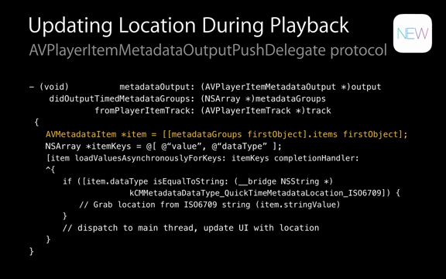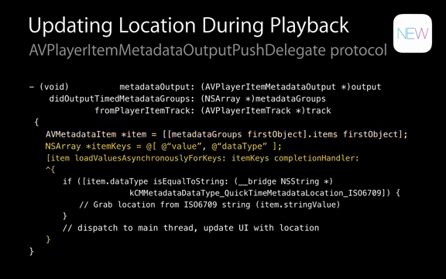One reason that there could be multiple groups given to this method is that the metadata output will keep track of whether the metadata is coming in faster than you're processing it. And if it is, it'll start to batch that up and give you the metadata in batches when you're done with the previous batch of metadata.